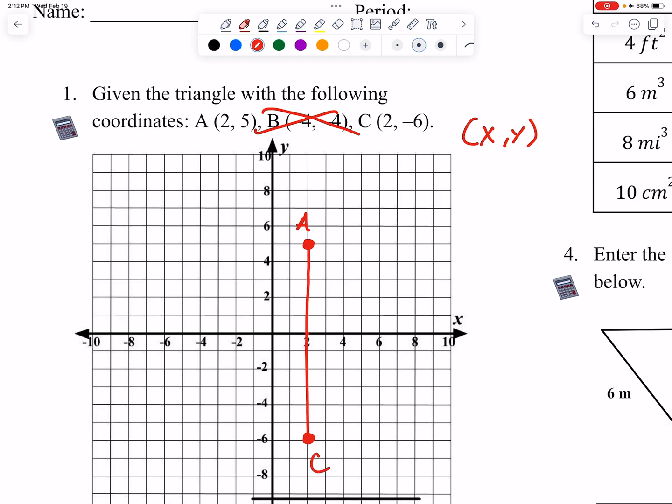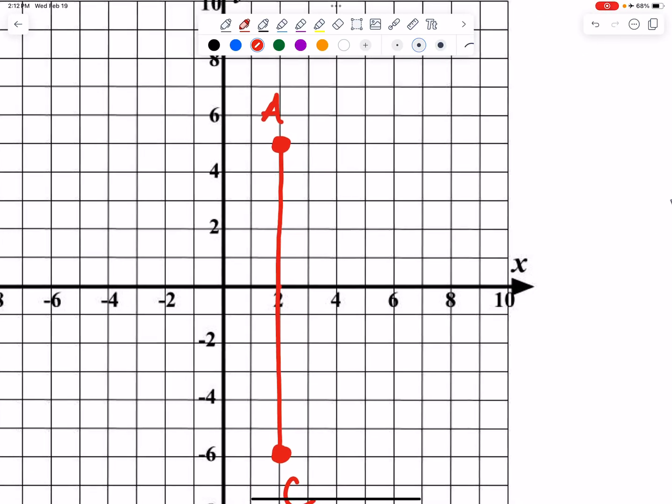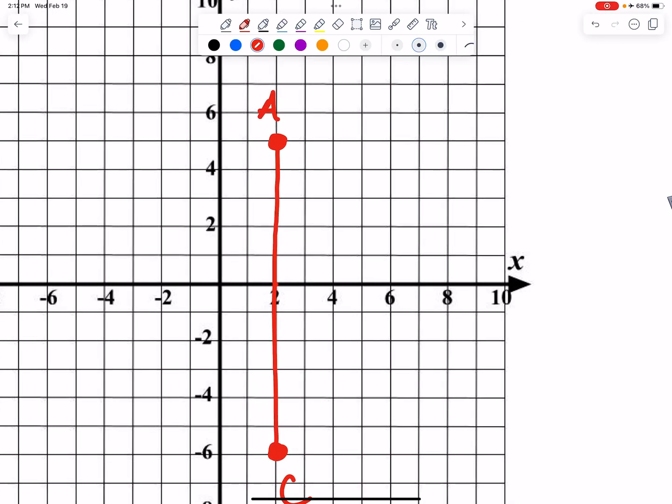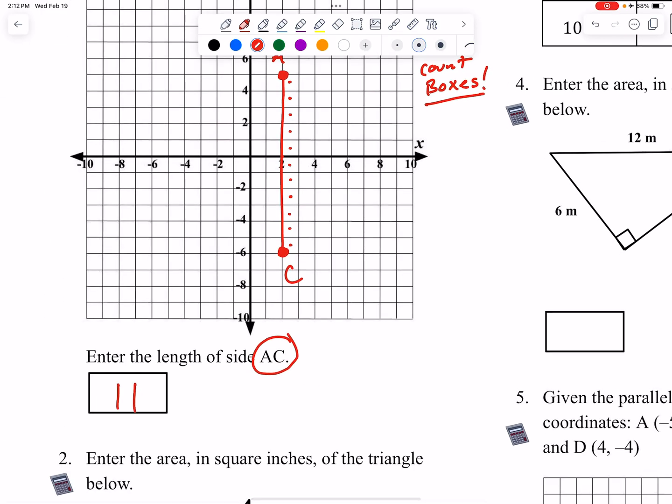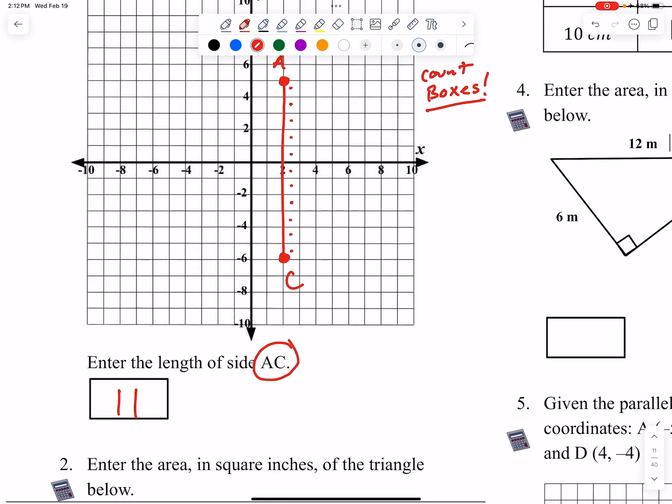And this is the tricky part, okay? I always tell my students, you are not counting lines, you are counting boxes. All right, so if that's the case, I got 1, 2, 3, 4, 5, 6, 7, 8, 9, 10, 11. So I got 11 as my side length, okay, because each one will be a unit.